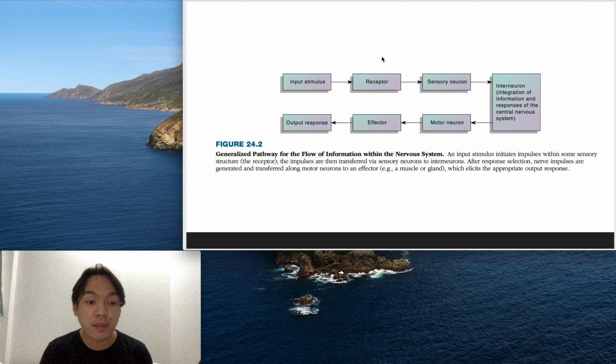So this is a pathway of the information of the nervous system. We have the input stimulus, and it goes to the receptor, the sensory neuron, and then the intermediate between the two, the interneuron, which sends the information from the central nervous system to the motor neuron, to your effector, the muscle or your gland, for example, and then the output response.